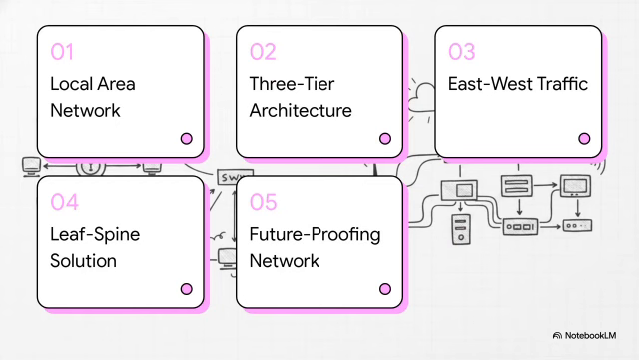So here's our roadmap for today's explainer. First, the local area network. Second, the three-tier architecture. Third, the rise of east-west traffic. Fourth, the leaf-spine solution. And finally, number 5, future-proofing the network.